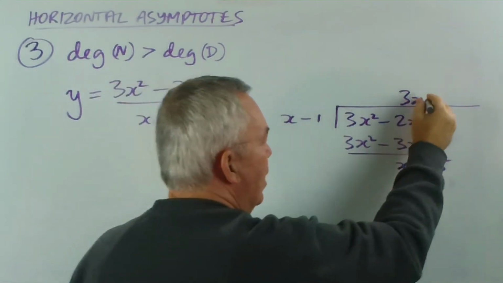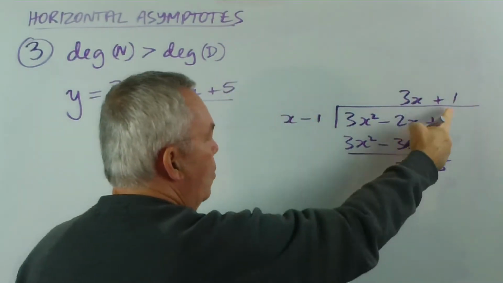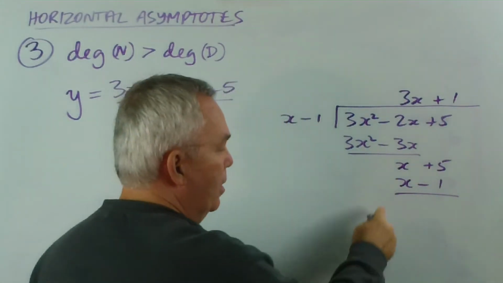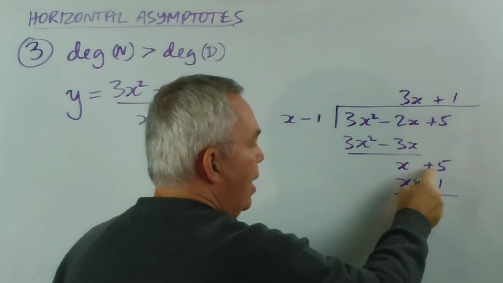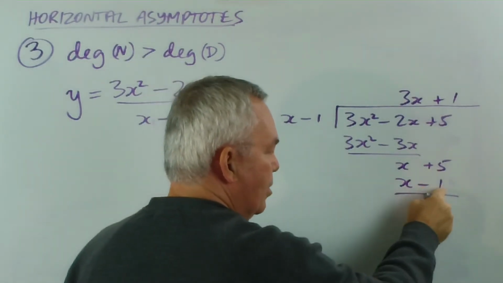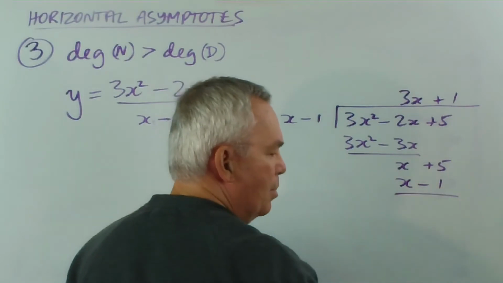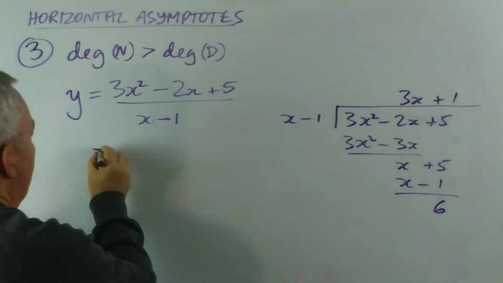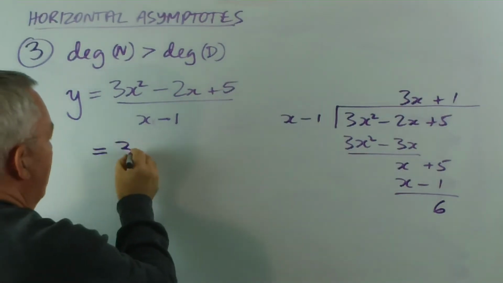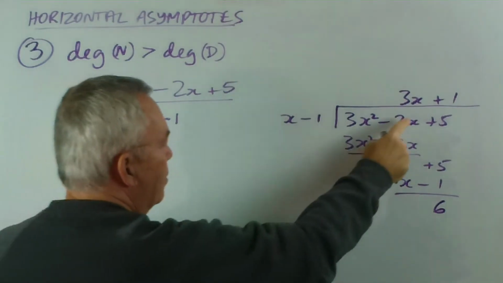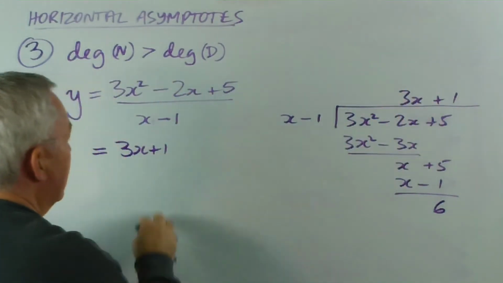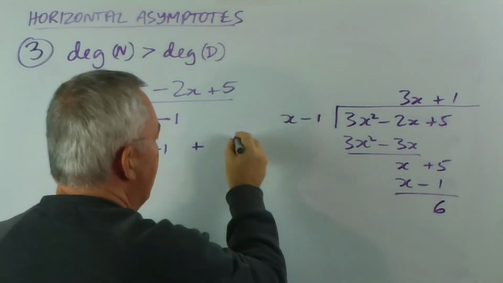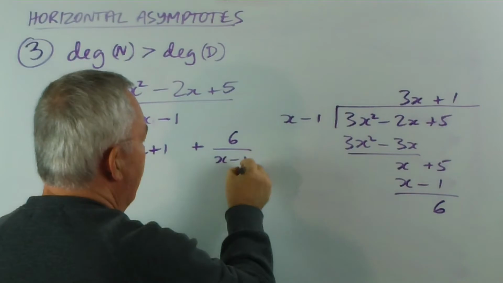X into x goes once. 1 times this is x minus 1. And let's perform this subtraction. X minus x is 0. And 5 minus minus 1 is plus 1, so 5 and 1 is 6. So this is equal to 3x plus 1. That's what we get when we perform the division. So I divide this into this, I get 3x plus 1 plus a remainder of 6. That is still divided by the x minus 1.